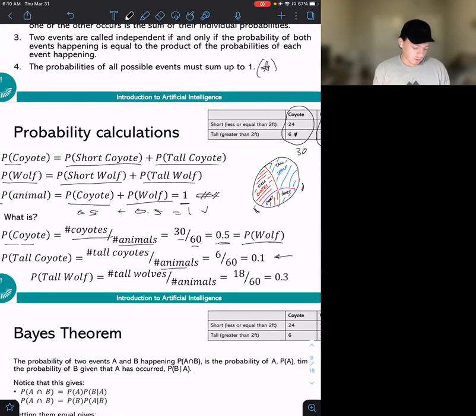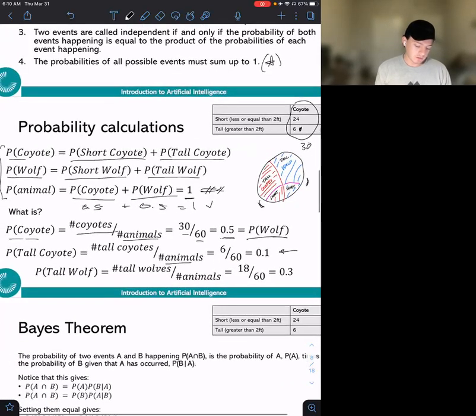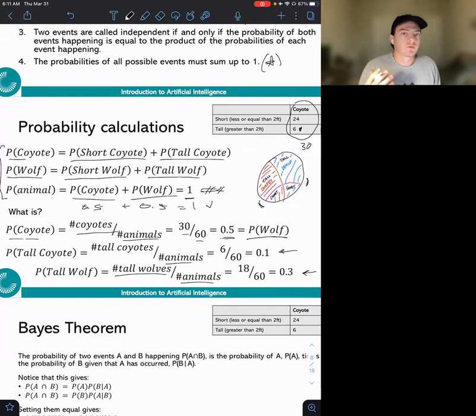We can do the same thing with tall wolf, where we look at the table and see that it's 18 for the tall wolf. So we can do 18 over 60, and this gives us 0.3. And so these are just some examples of how to run through easy probability calculations. What we're going to be discovering is that using some of these simple facts and statements about our problem, we can derive something that's a lot deeper that can help us solve our problem at hand, where we've seen a tall animal and we want to identify whether it's more likely to be a coyote or a wolf.